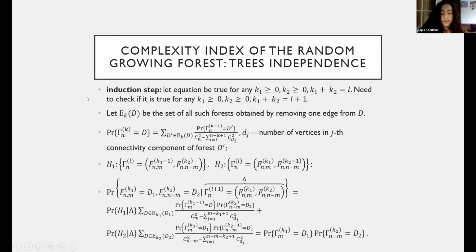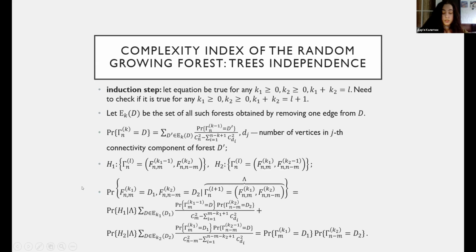Here we assume that the equation is true for any non-negative K1 and K2, which gives us L in total, and we need to verify if it would be true for such K1 and K2, which would give us L plus 1 in total. Here we would need to write out the probability of obtaining the forest D as the sum of probabilities of obtaining all possible previous step forests, that is, forests which we can get by removing one edge from forest D. And then we would need to introduce also two hypotheses that distinguish on which of the two sets the L plus first edge would be grown.